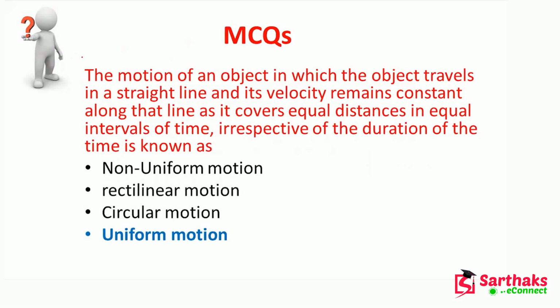Some MCQs are there, very easy MCQs. Here, the motion of an object in which the object travels in a straight line and its velocity remains constant along that line, and it covers, this line is very important, equal distance in equal interval of time. That means the object is moving in a straight line and it will cover equal distance in equal interval of time. So what type of motion is this? Obviously the uniform motion.